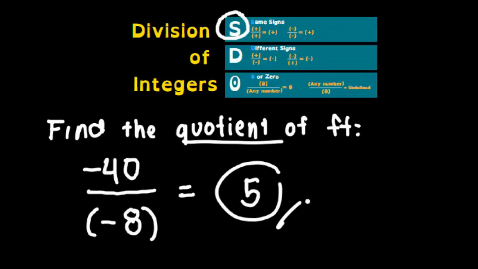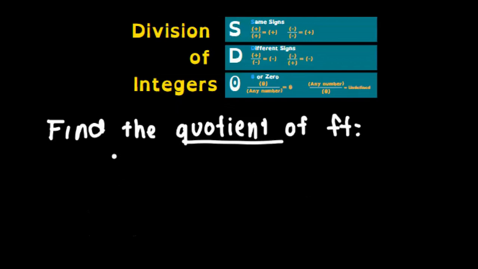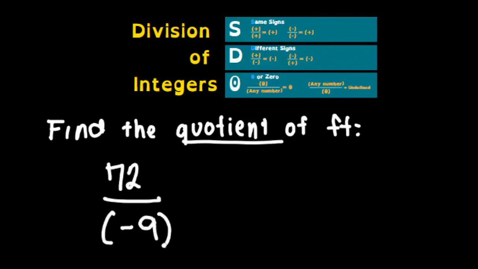So try naman natin tong given na to. For our third example, 72 divided by negative 9. So here we have a positive integer, right? And sa denominator, meron tayong negative integer. So anong ibig sabihin nun? Parehas ba sila ng sign o magkaiba? Yes, very good. That is different sign.